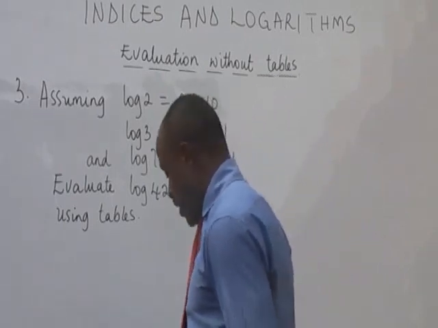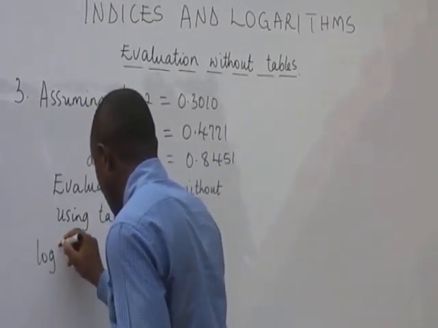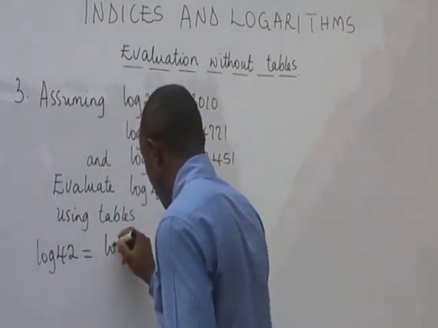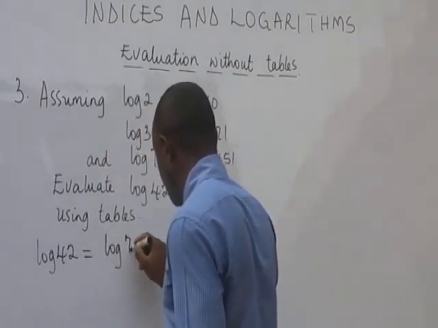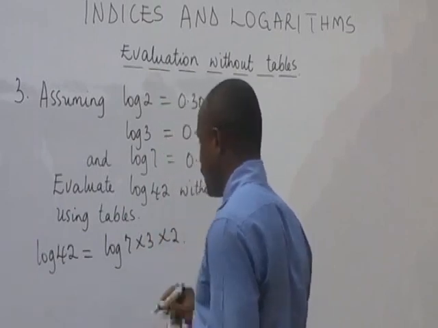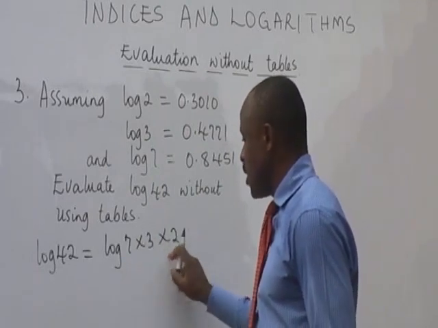Now you are going to rewrite log of 42 to be log of 7 times 3 times 2. They have the same value because 7 times 3 times 2 is 42.